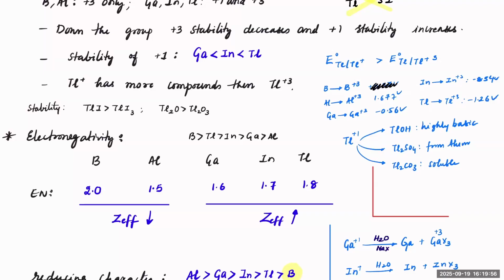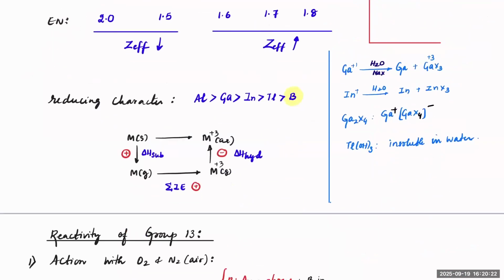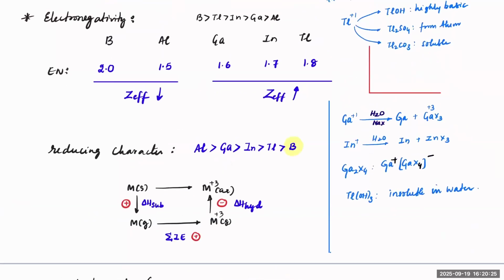Now, when it comes to electronegativity, the order is from boron, then thallium, indium, gallium, and aluminum. You can see for boron to aluminum, Z effective is less, because of which the electronegativity is decreasing. But from gallium towards thallium, Z effective is more, so its electronegativity is increasing. When it comes to reducing character, that means ability to give away electrons, aluminum has the most, which accounts for its lower electronegativity also.